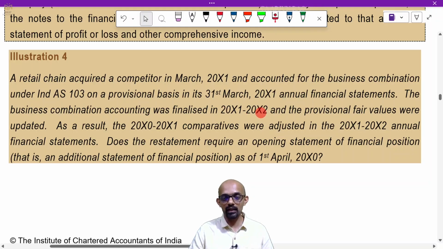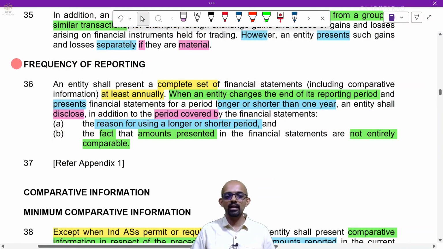31/3/2012 when we prepare the financial statements, we are going to prepare 31/3/12 balance sheet, 31/3/11. Do we require 1/4/10 balance sheet? So, whatever change has happened in 11/12, does it affect the position on 1/4/10? No, because the business combination itself took place only on 31/3/11. 1/4/10 position is not affected. So, does the restatement require opening statement of financial position on 1/4/10? The answer is no.